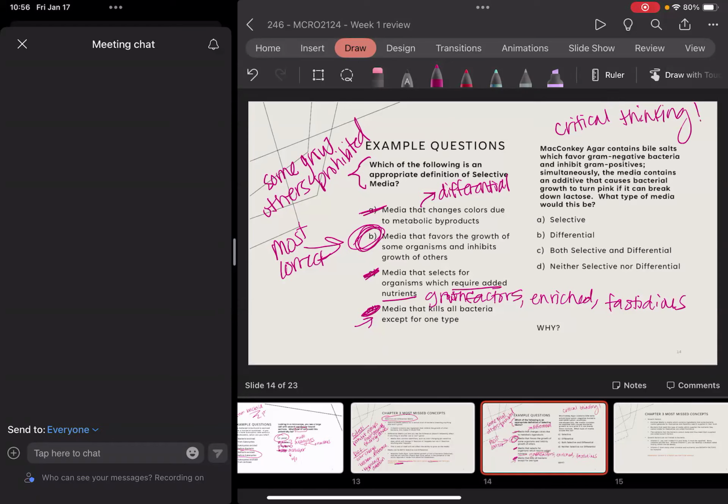So I'm going to give you the information you need. I don't expect you to know what McConkey agar is. I'm going to tell you about it. Now you're going to answer some questions.